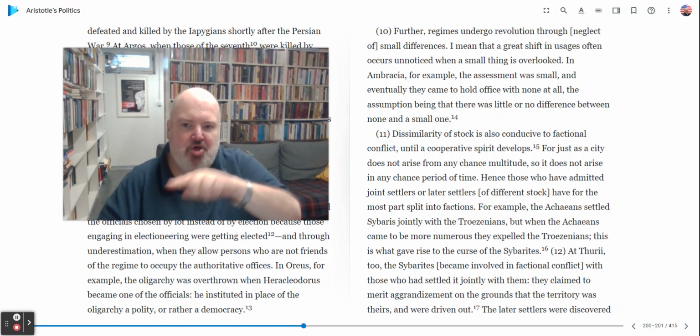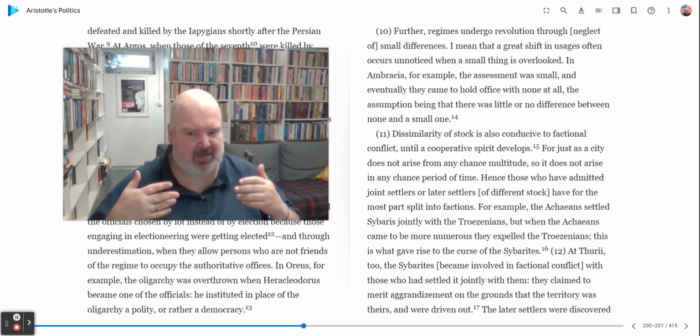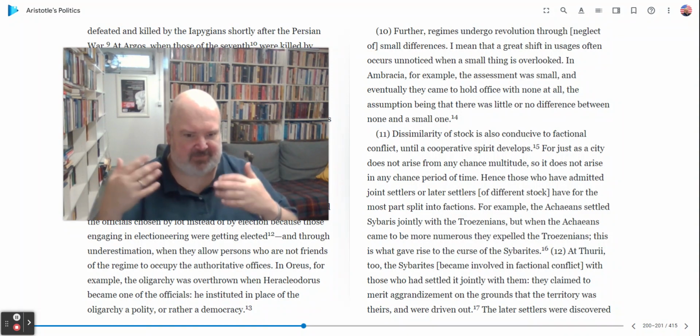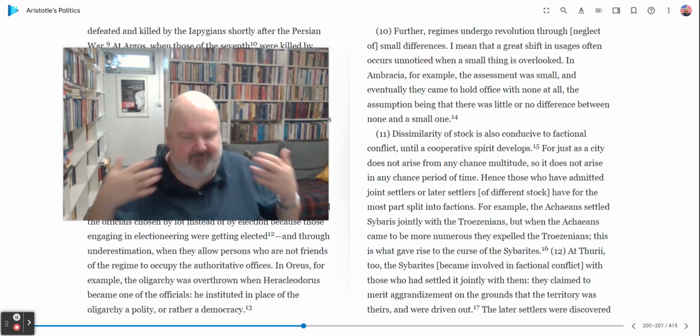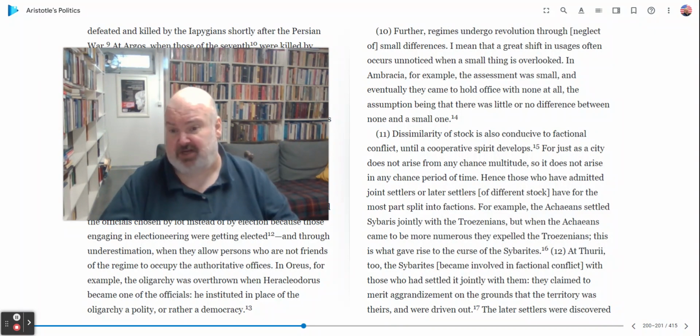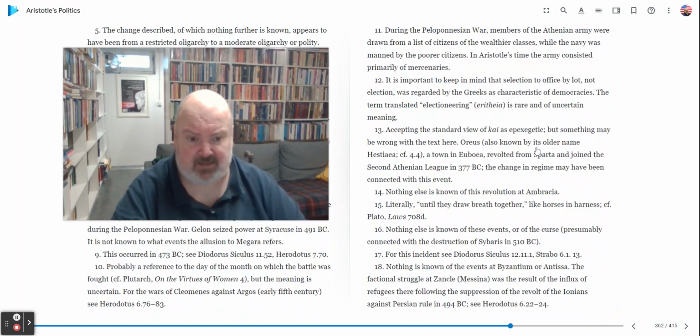In other words, the more homogeneous you are, the things that divide are going to be more petty and smaller. But when there's great heterogeneity, great ethnic difference, the obvious things like race and different ethnicities will be a factor of division in the society, particularly if they don't share the same interests and they're not together. And this is why he says until a cooperative spirit develops.